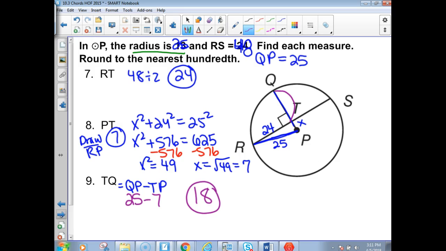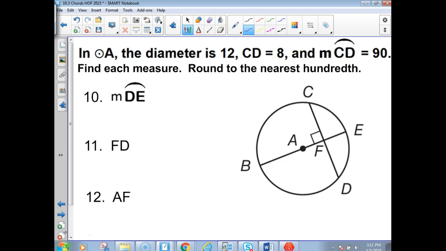All right, try another. Got a circle with center point A. It says diameter is 12. If the diameter is 12, what's the radius? R is 6. I would jot that down right away. The radius is 6.